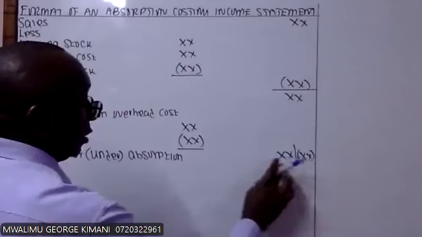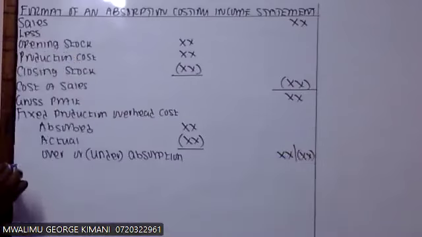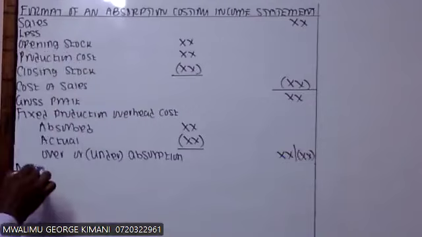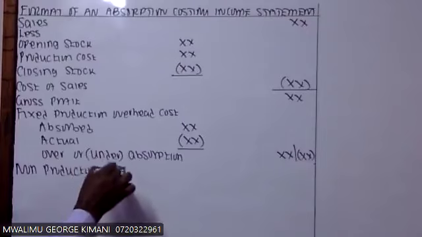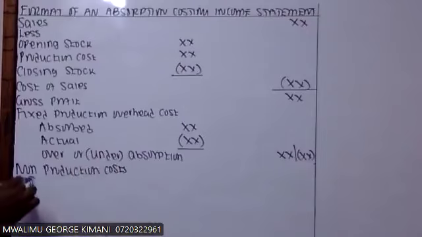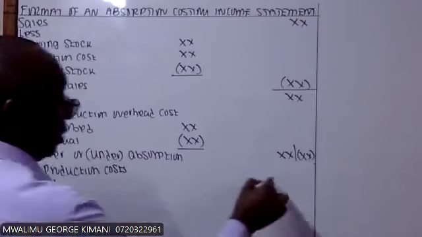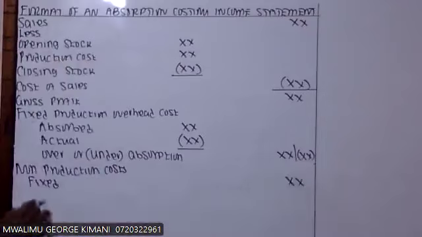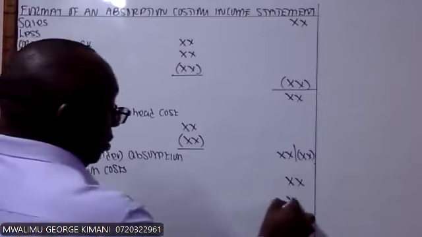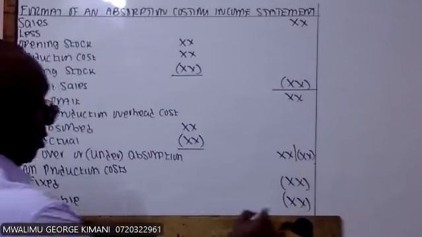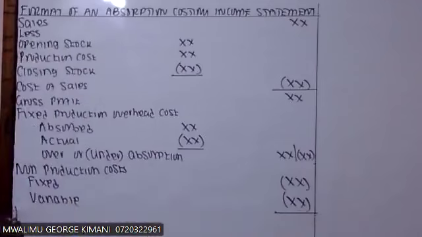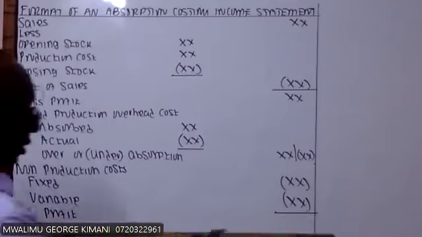But before we do that, you bring non-production costs. We have the fixed. We have the variable. Based on that now, we have the net profits.